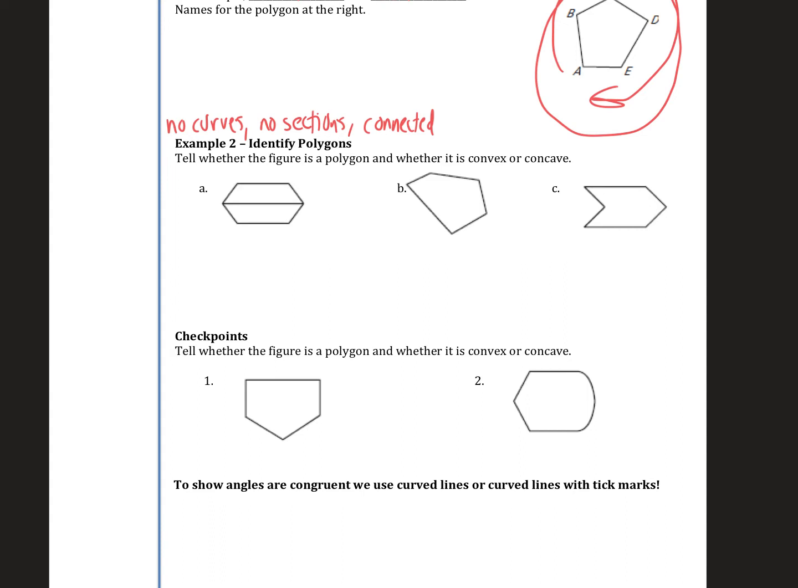Are there any curves in here? Any curved sides? Like if we had something like this, this would be a curved side, right? Are there any curves in A? No. Are there any sections in A? There is. There's a section here and a section here.